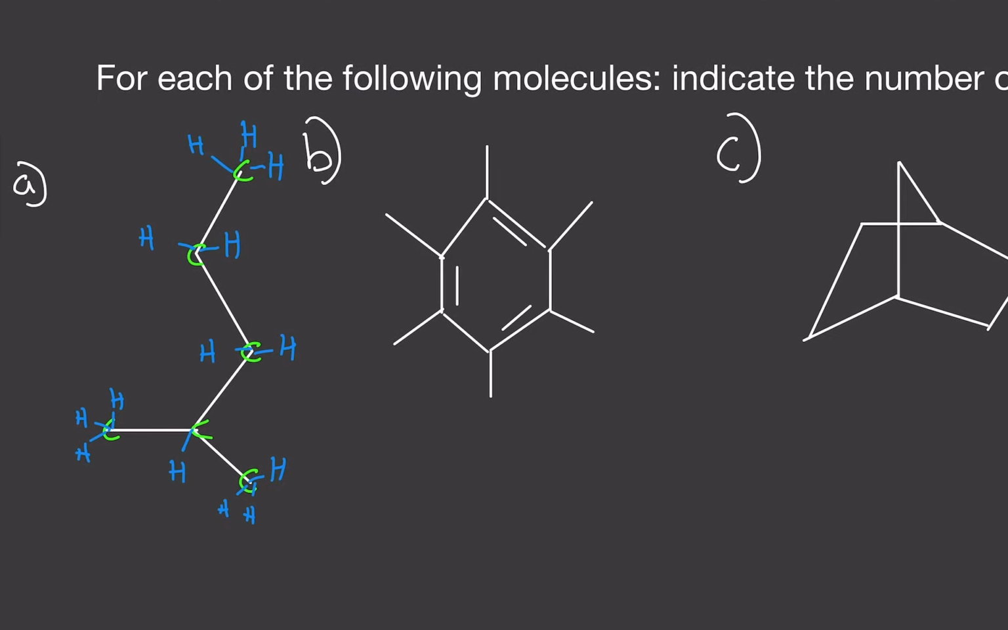So let's count, just to make sure. 1, 2, 3, 4, 5, 6, 7, 8, 9, 10, 11, 12, 13, 14. Sweet. 14 hydrogens. Let's do B.